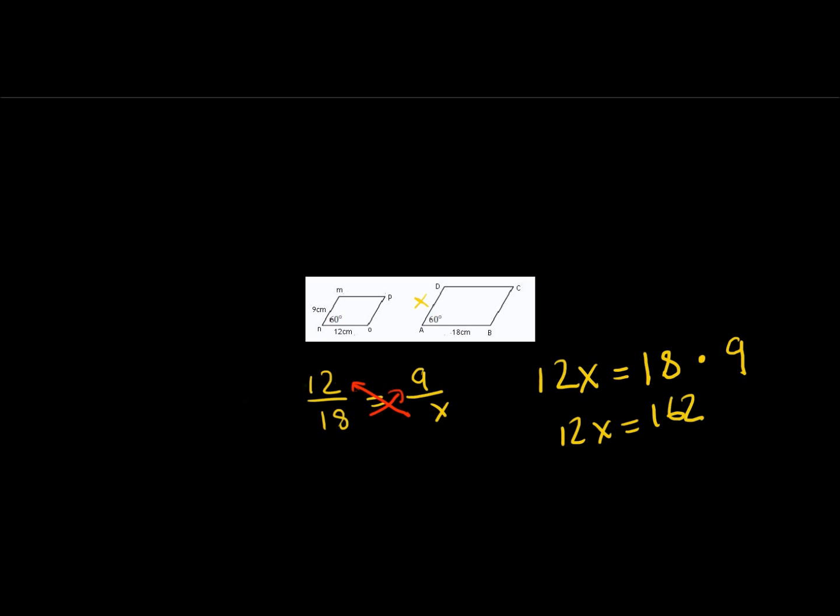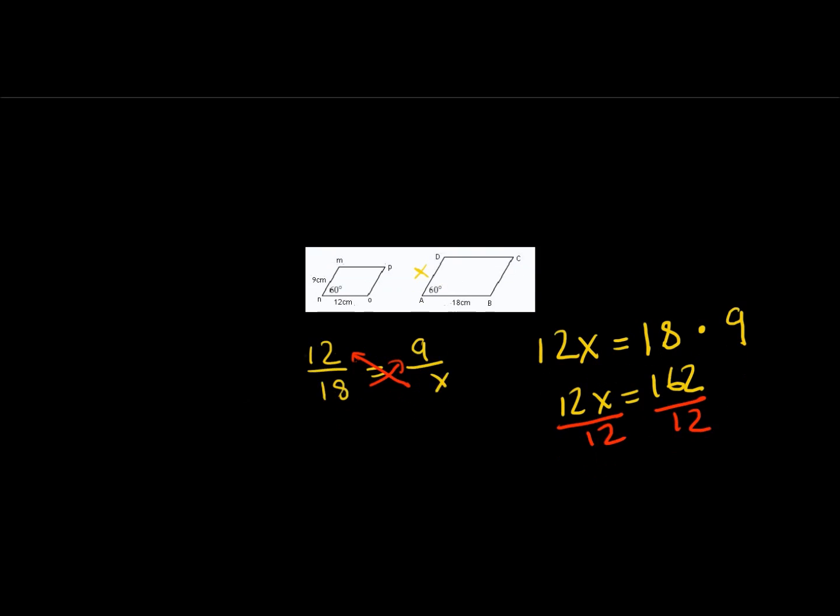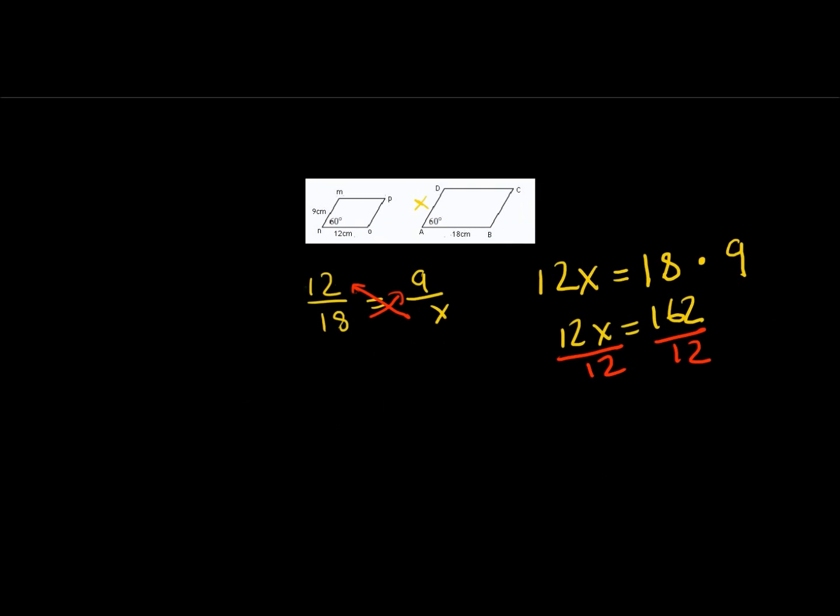Now we want to get the x by itself, so we have to divide both sides by 12. 12x divided by 12 leaves us with 1x. 162 divided by 12 is going to equal 13.5. And we've just solved for x.